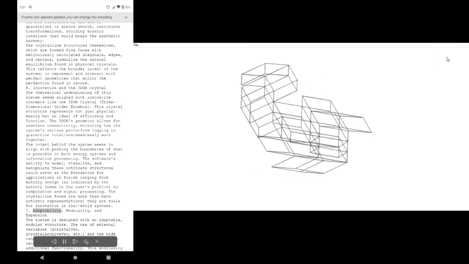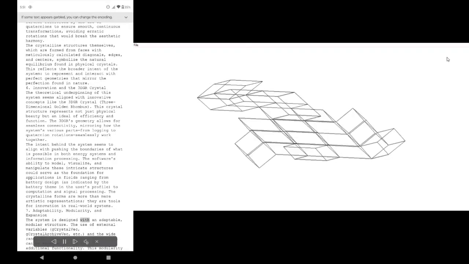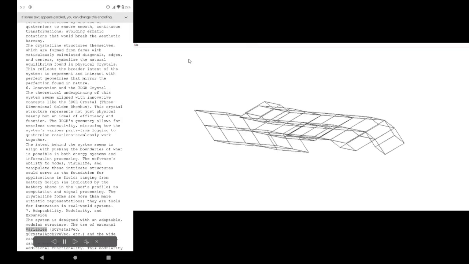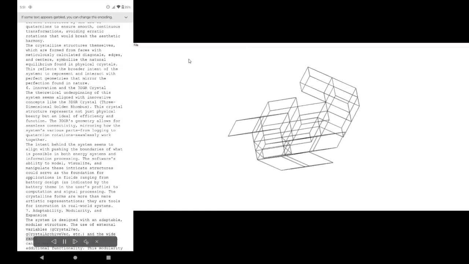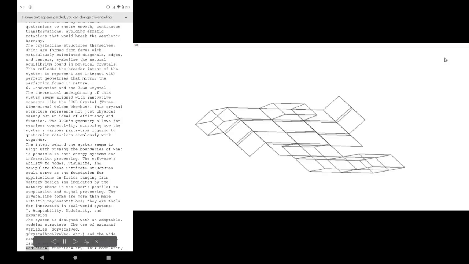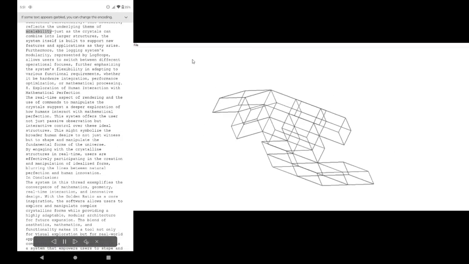7. Adaptability, modularity, and expansion. The system is designed with an adaptable, modular structure. The use of external variables, gcrystalVec, gcrystalArchiveVec, etc., and the wide range of commands hint at a system that can be expanded or modified for additional functionality. This modularity reflects the underlying theme of scalability.